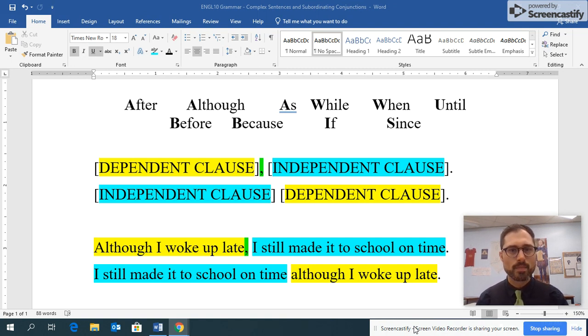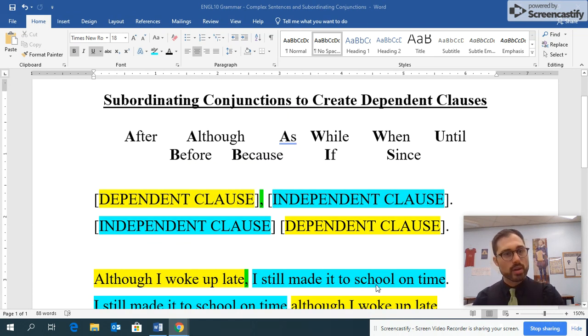It is independent. Now, when we're working with complex sentences, we are using what are called subordinating conjunctions. When we use a subordinating conjunction, this creates something called a dependent clause. The words that are on the screen are some, although not all, of the words that count as subordinating conjunctions. These are after, although, as, while, when, until, before, because, if, and since. When we use one of these words, we create a dependent clause.